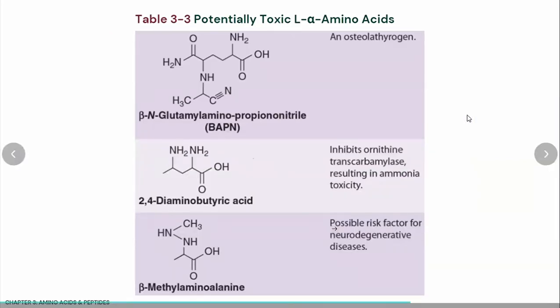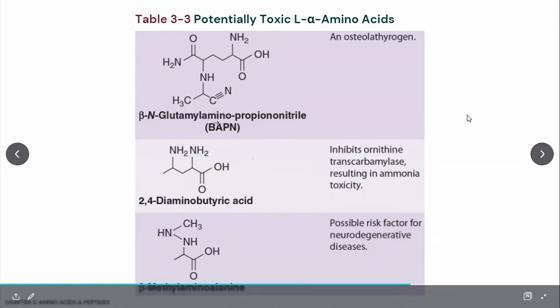And there's another one, the BAPN. This is an osteolathyrogen. The bones are being affected. Another one is diaminobutyric acid, which is an inhibitor in the urea cycle. So your urea cycle will not be working and ammonia intoxication will be formed.